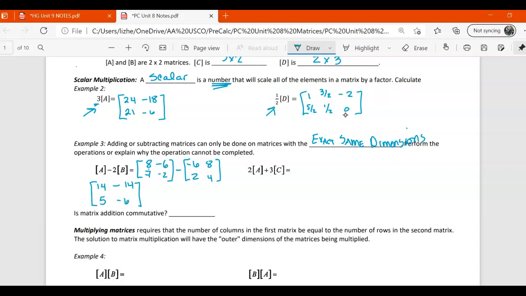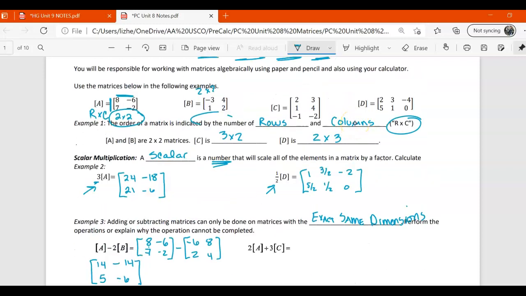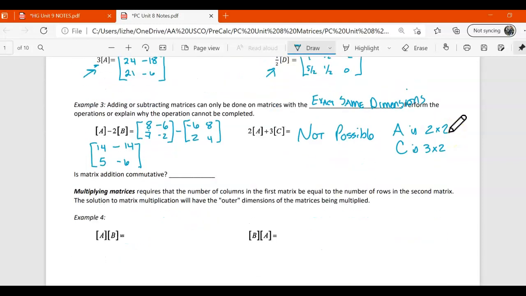And there's your answer. So 2A plus 3C. A is a 2 by 2, but C is a 3 by 2. They are not the same dimension, so this is not possible, because A is a 2 by 2 and C is a 3 by 2. You cannot add or subtract them unless they have the exact same dimensions.